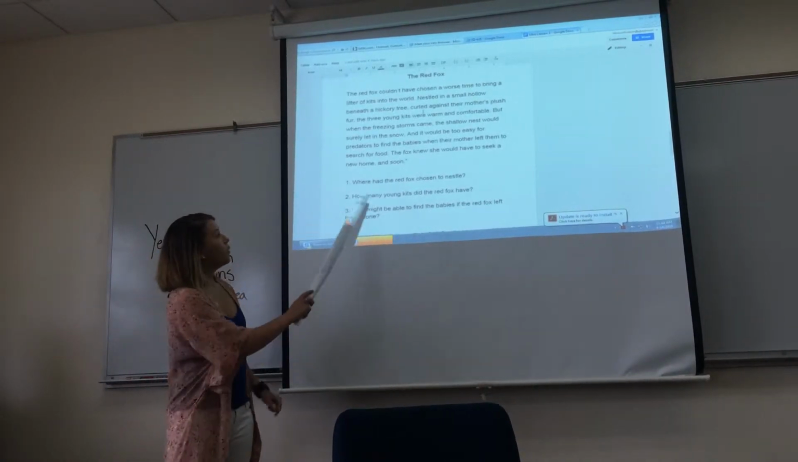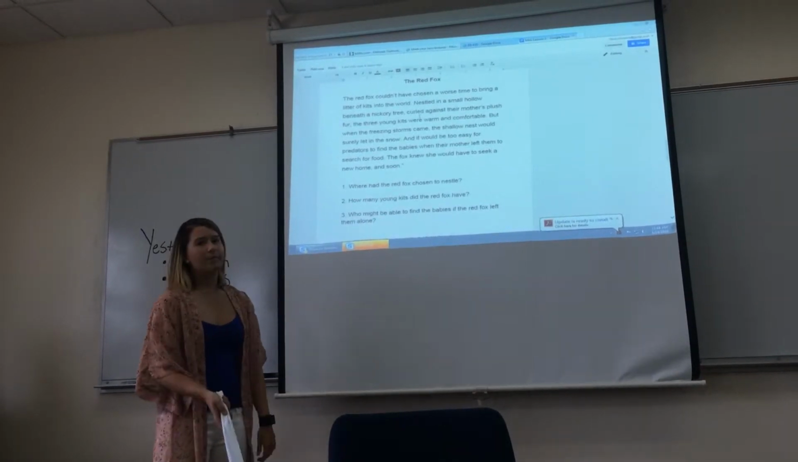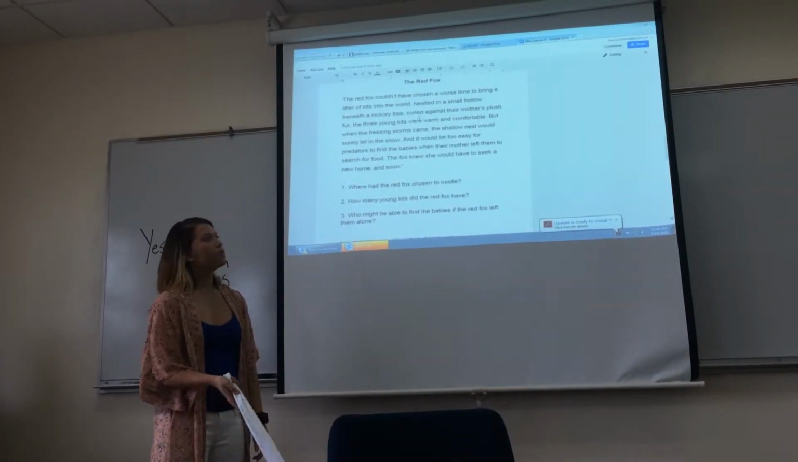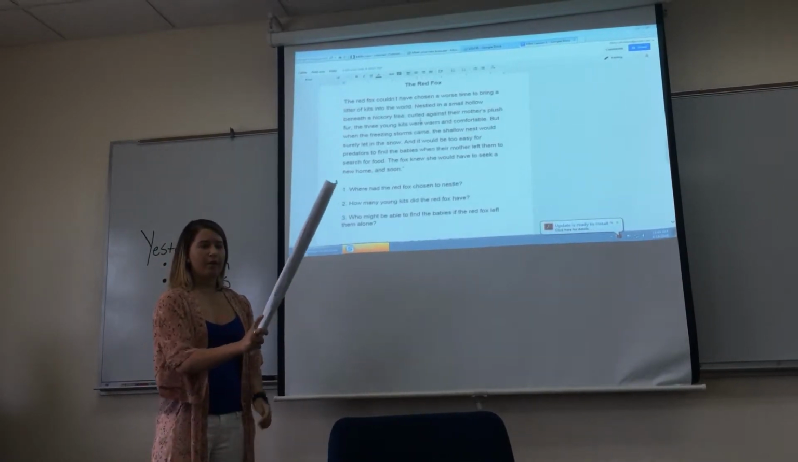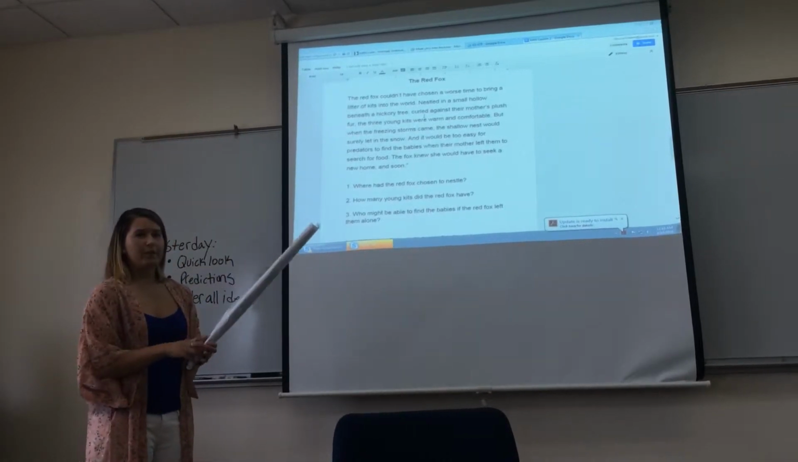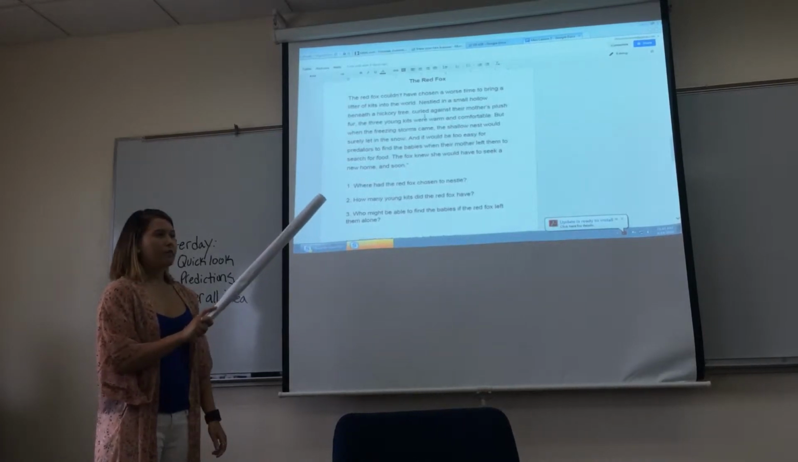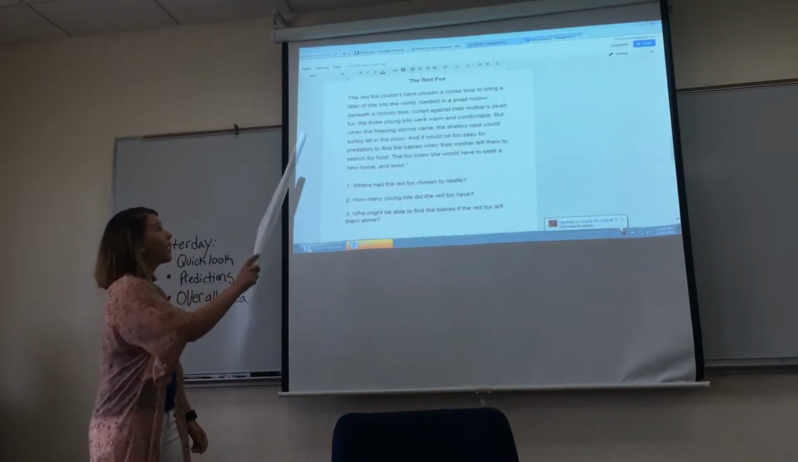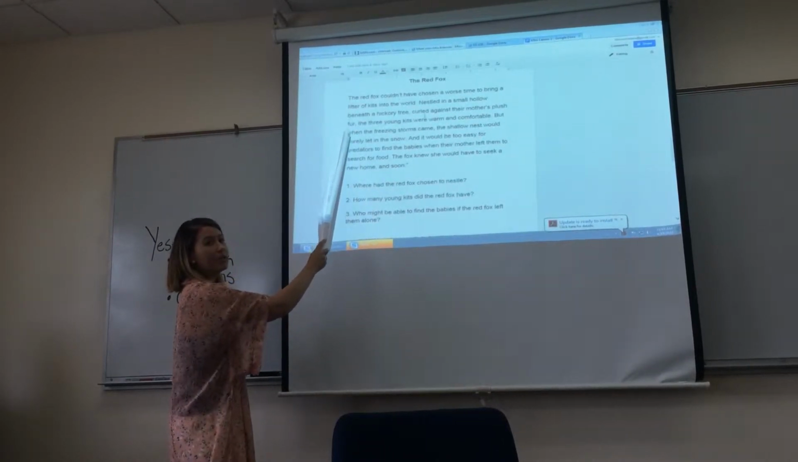So let's look. Where had the red fox chosen to nestle? Well, I'm going to scan through this paragraph to find the answer to this question. So when we scan, we want our finger. So pretend this is my pointer finger, okay? We're going to have our pointer fingers and our eyes ready to go when we scan. We're going to go left to right, okay? Left to right when we scan through each line.